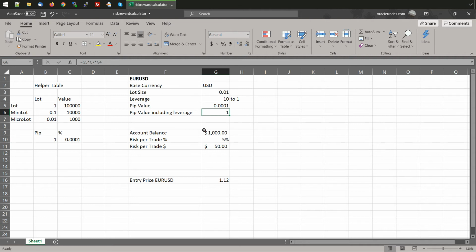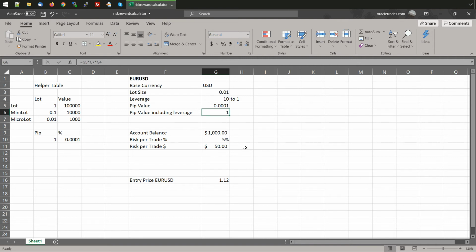So let's have a look at this. Essentially what this says is that with a lot size of 0.01, that means we're trading $1,000, the full amount of capital, if you like, that we have. We're multiplying that by 10, so we're actually pretending to have $10,000 when in reality we only have 1,000, and that means that every pip is worth $1, because if we didn't have the 10,000, every pip value would be 10 cents, or a tenth of the amount that we are getting because of the leverage.